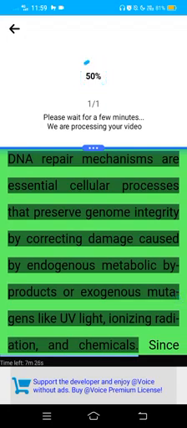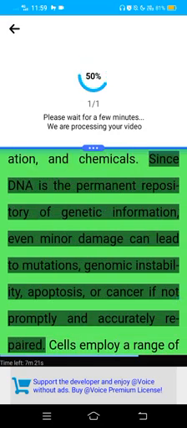DNA repair mechanisms are essential cellular processes that preserve genome integrity by correcting damage caused by endogenous metabolic byproducts or exogenous mutagens like UV light, ionizing radiation, and chemicals. Since DNA is the permanent repository of genetic information, even minor damage can lead to mutations, genomic instability, apoptosis, or cancer if not promptly and accurately repaired.